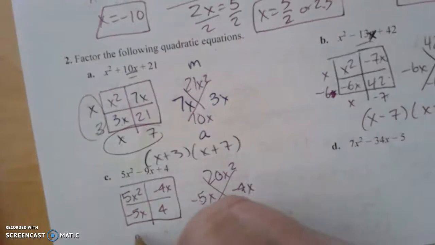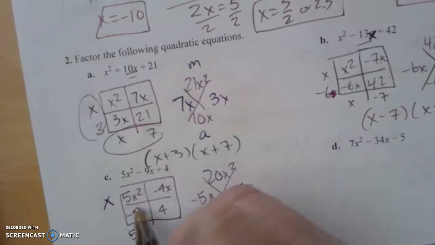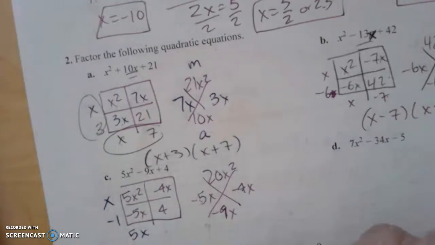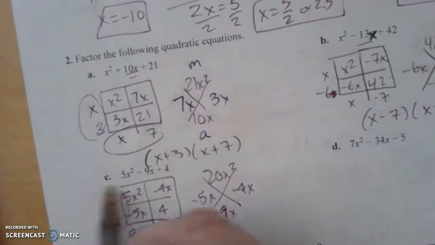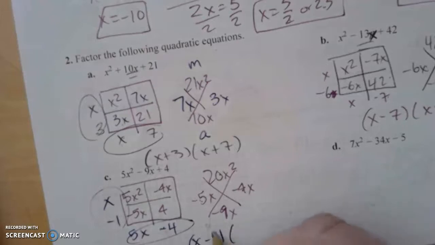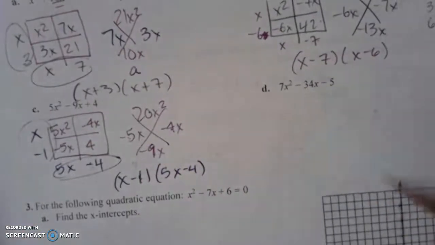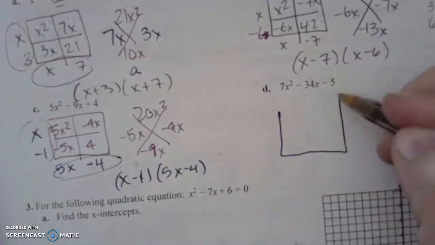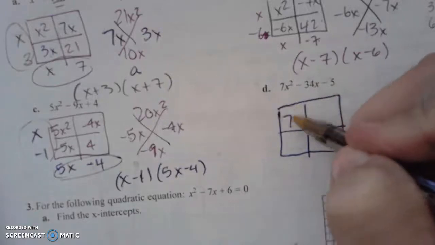And again, I'll go through my process. If I make this an x, then this has to be a 5x, because x times 5x is 5x squared. But now this needs to be a negative. Let's make it a negative 1. So now this has to be negative 1 times what makes a positive 4, and negative 4. So here are my terms: x minus 1, 5x minus 4. Okay. And in the last problem, again, look at how every single time we set up our thinking by using this box. It helps us organize.